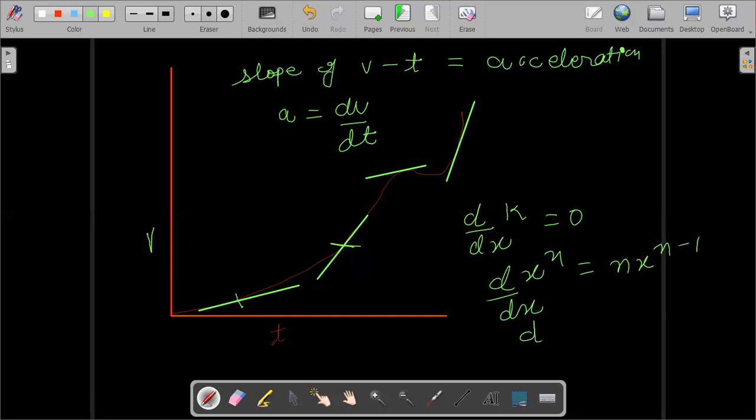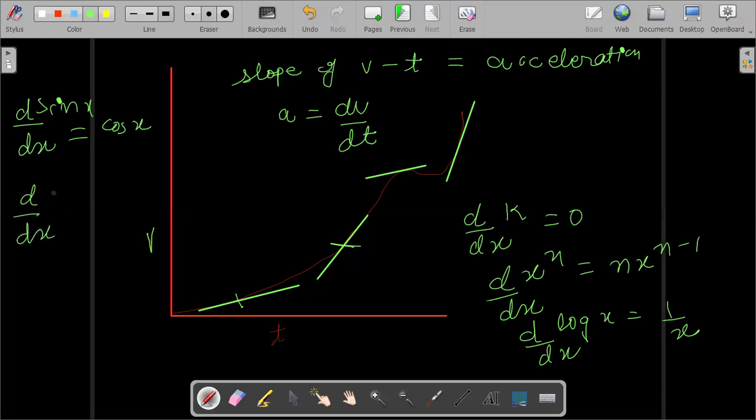And I told you that d by dx of log x is equal to 1 by x, right? If you remember, I had also told you d by dx of sine x is cos x, and d by dx of cos x is minus sine x. So these were the formulas of differentiation. A few other formulas are also there, but whatever we require, we'll be telling. On this basis, you can perform a few questions.